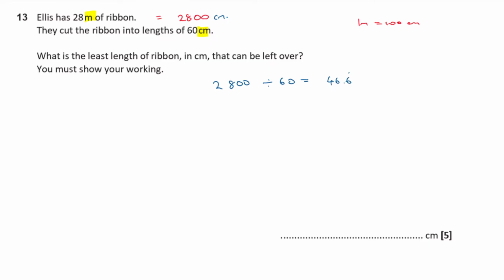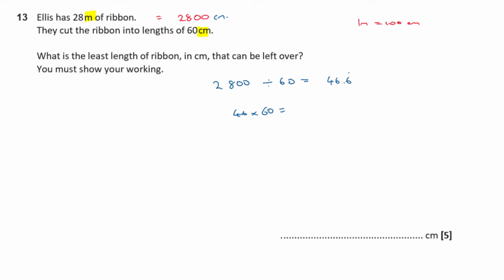Okay, so that means that I could get 46 ribbons of length 60 centimeters out of this 28 meters ribbon, but I'd have a little bit left over, wouldn't I? Because you can see it doesn't quite go in neatly, so there's going to be a remainder. So what I want to know is what that remainder is, rather than just a straight division. So if I know it goes in 46 and a bit times, well, what is 46 times 60? What does the total of the ribbons that do go into it add up to?